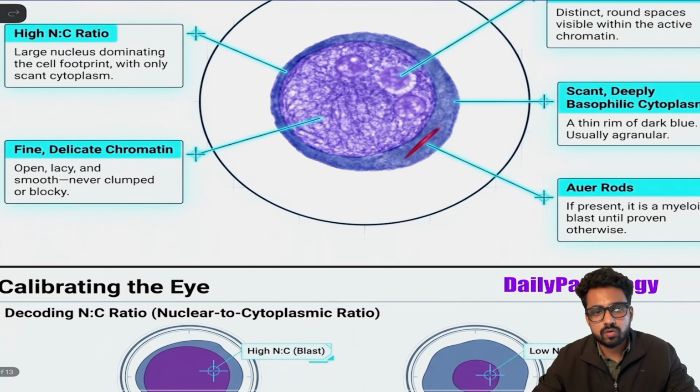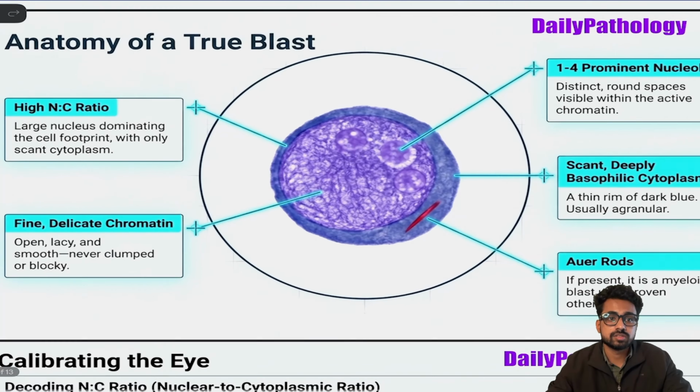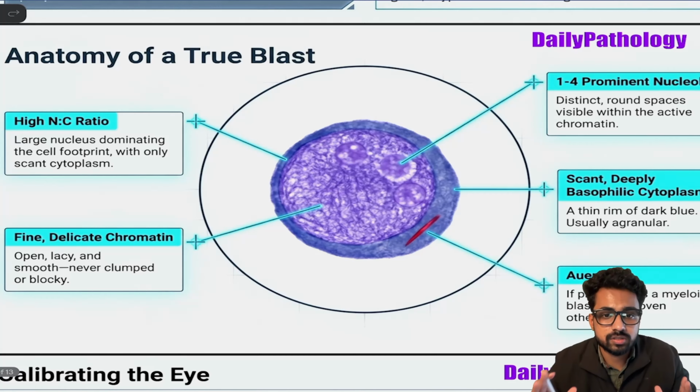And next are Auer rods. These are the Auer rods. If an Auer rod is present, then you can call it a myeloid blast until proven otherwise. So these are the identifying features for the true blast. Remember these points, these are very important.